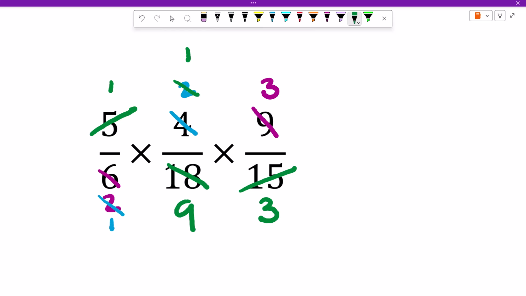Ranjot, do you see anything? 3 and 9. Cross off, divide by 3. So fits in once, fits in 3 times.